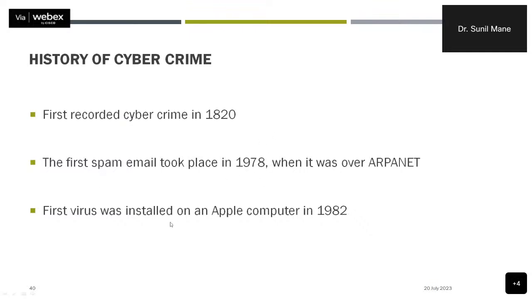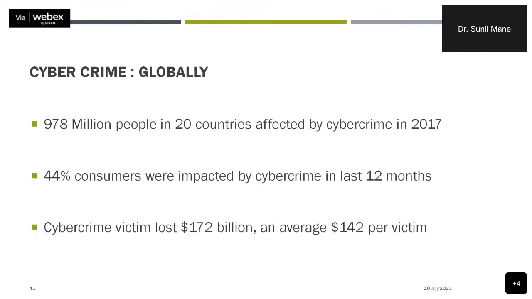The first virus was installed in 1982, on the Apple computer. Apple computers are very old computer systems, used and liked by many people. So that is 1982. If you go for the global picture of cybercrime, you can see 978 million people in 20 countries were affected by cybercrime in 2017. So yes, cyber crimes have tremendously increased nowadays.